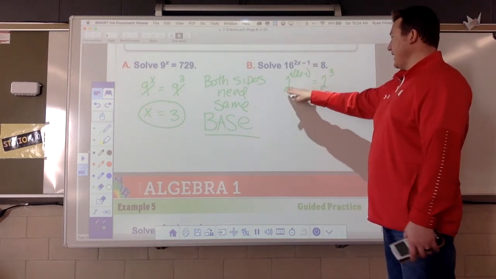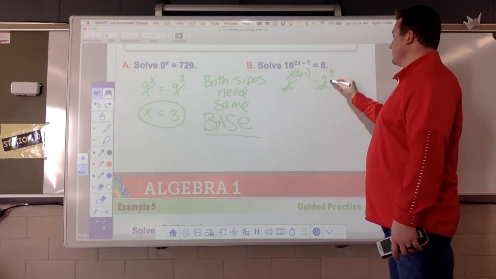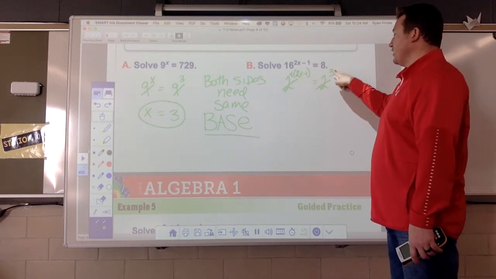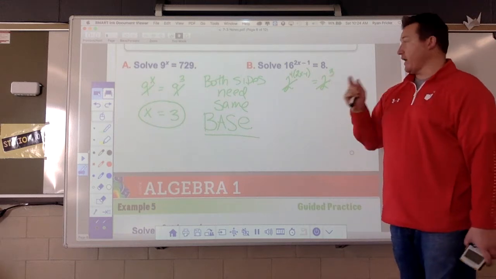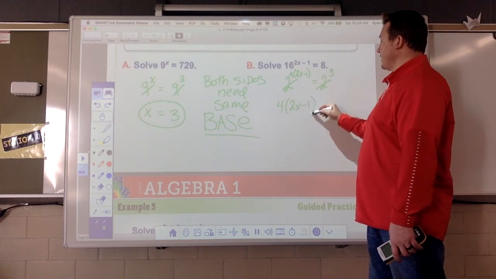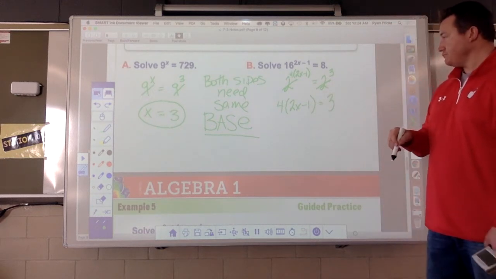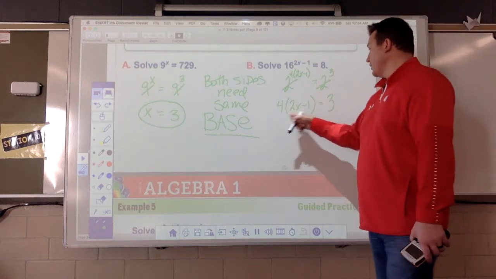Okay, we have the same base. Get rid of your bases, set your exponents equal to each other, and solve for x. So 4 to the 2x minus 1 equals 3. Okay, we can do this now, all right?